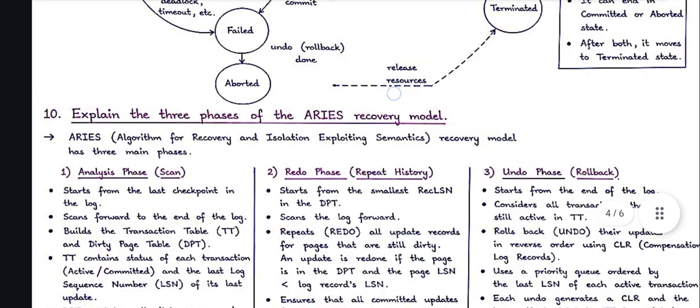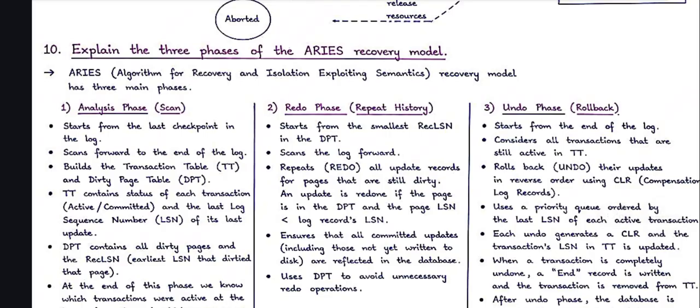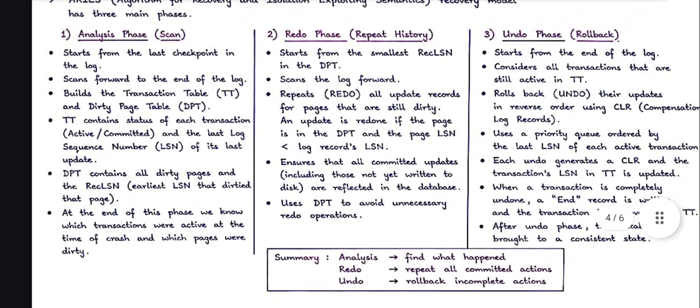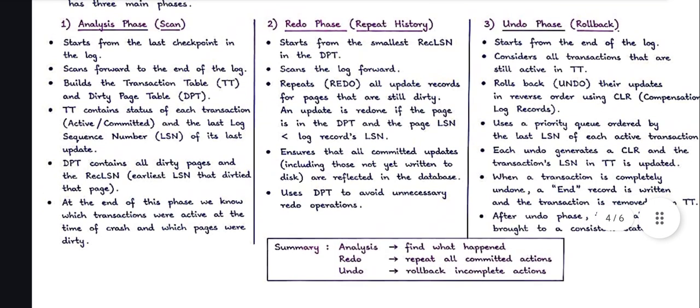Explain the three phases of the ARIS recovery model. That is, ARIS, algorithm for recovery and isolation exploiting semantics. The recovery model has three main phases: analysis phase, scan; redo phase, repeat history; undo phase, rollback. Analysis phase starts from the last checkpoint in the log, scans forward to the end of the log, builds the transaction table, TT, and dirty page table, DPT.